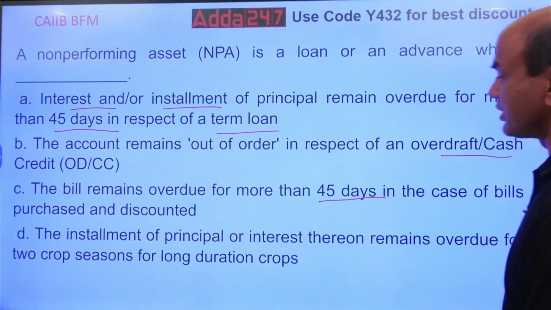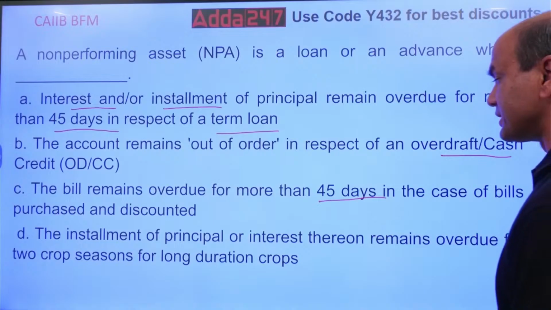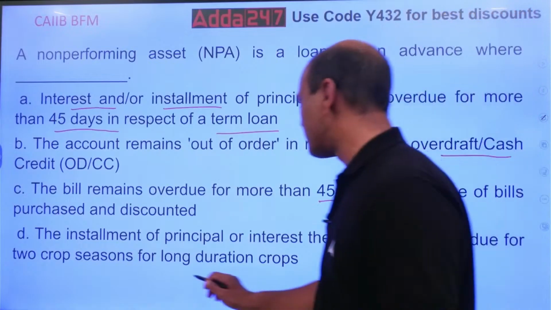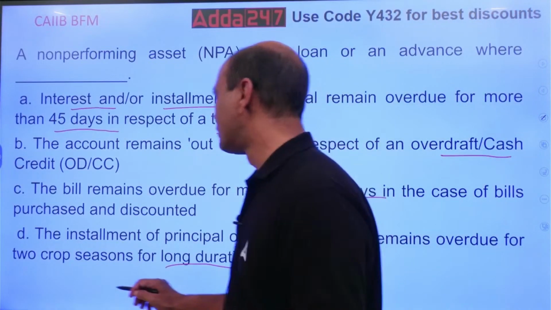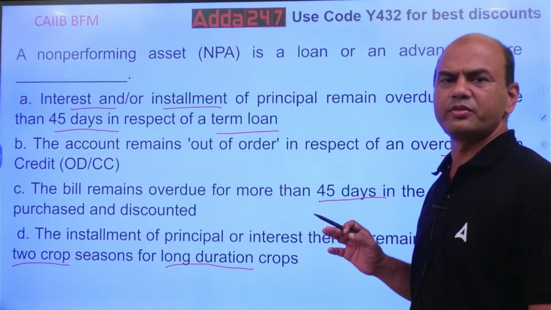The installment of the principal or interest thereon remains overdue for 2 crop seasons for long duration crops. Now this is a simple one. Every one of you must get it.